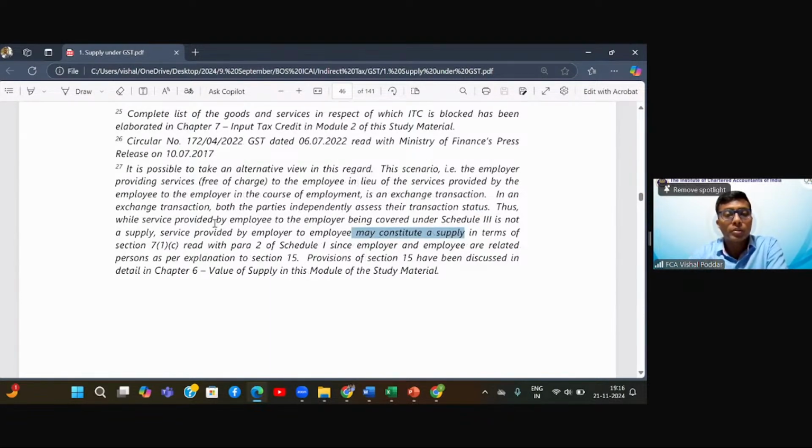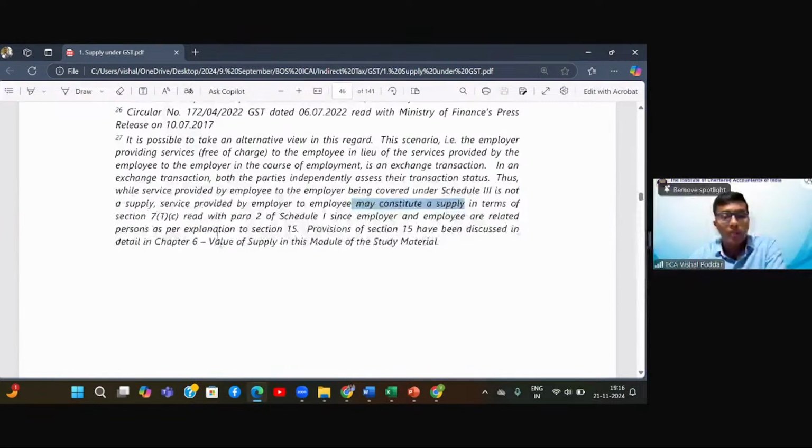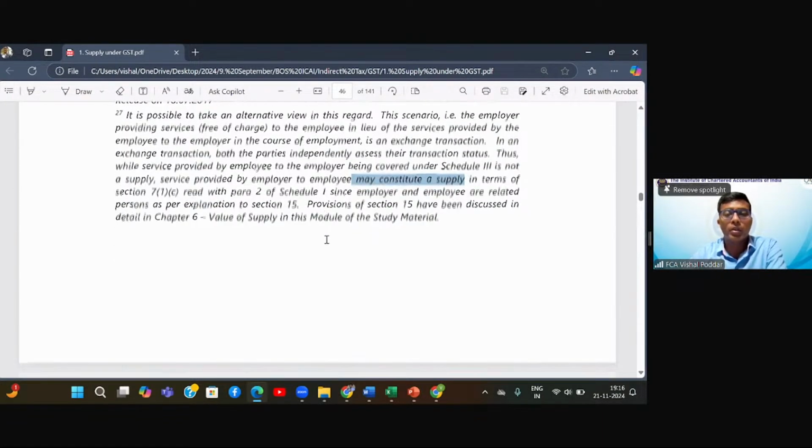So it may constitute a supply in terms of 7(1)(c) read with para 2 of Schedule 1, since employer-employee are related person as per explanation. Further provisions of section 15 have been discussed, etc.